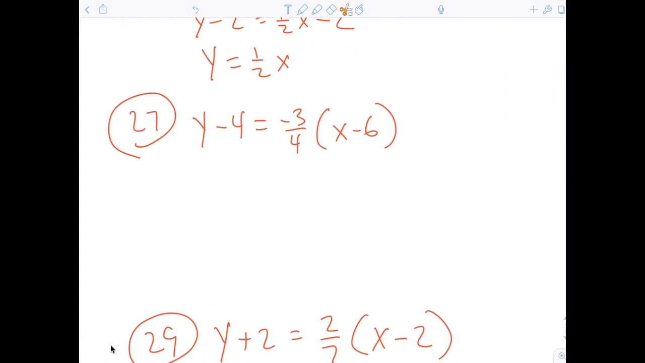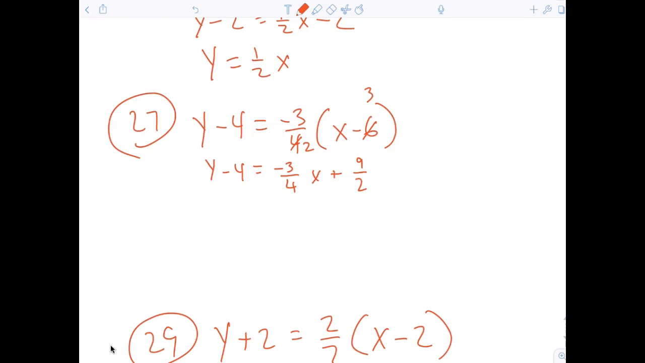So I want to take number 27. Now the problem is we've got to distribute a fraction, and we're practicing our fractions mental math. So when I distribute, I get y minus 4 equals negative 3/4 x. Now, negative 3/4 times negative 6 is going to be a positive. Now I can reduce the fraction by 2. So this 6 becomes a 3 and this 4 becomes a 2. Everybody agree? And then 3 times 3 is what? So my answer is 9/2. A negative times a negative is a what? Positive.